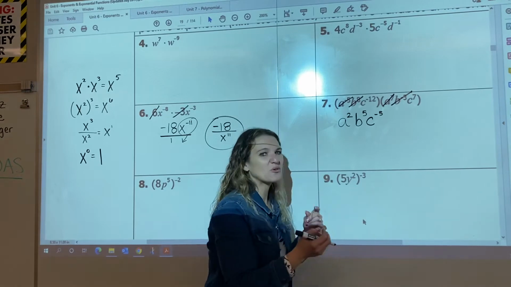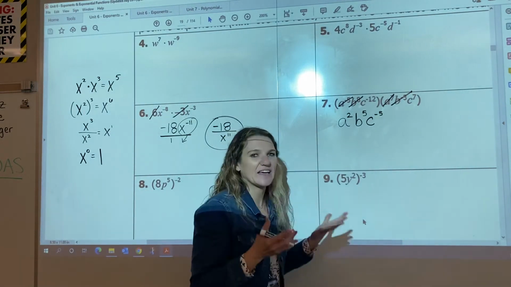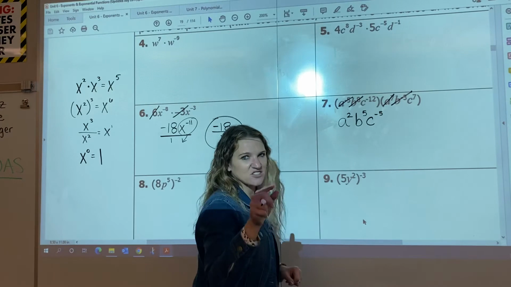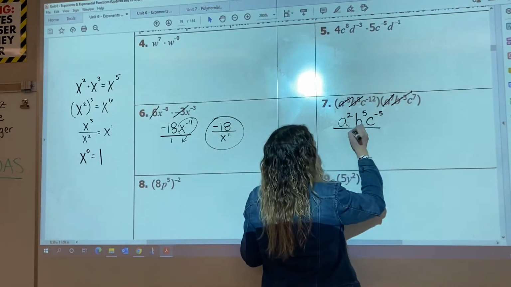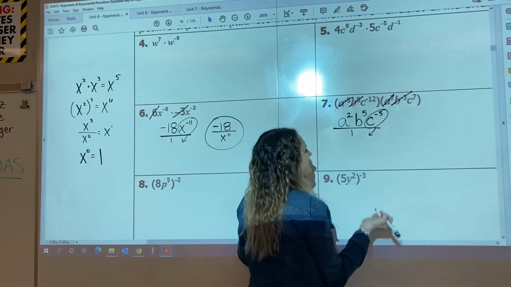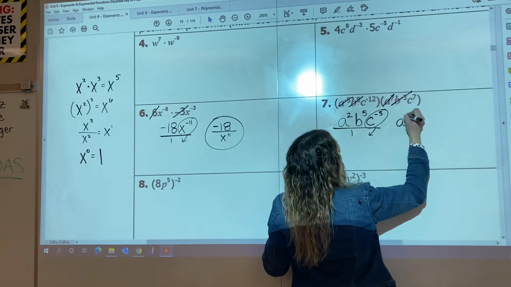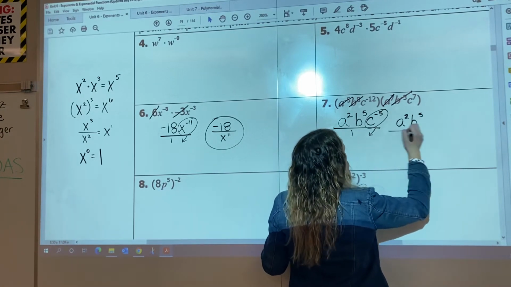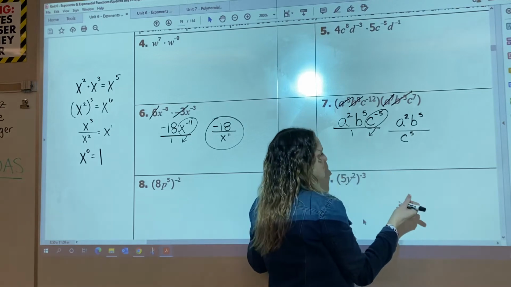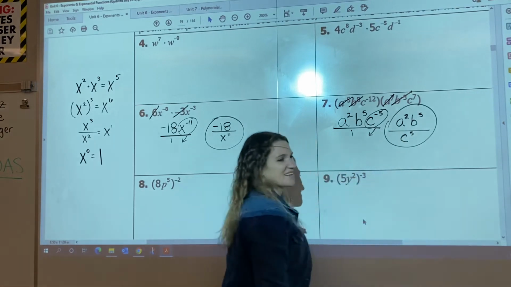Uh-oh, so close to being done, but I can't have a negative exponent. That's okay, just move it. Put it over 1, send just that guy to the denominator, leaving my a squared, b to the 5th on top, that c to the 5th power is on the bottom, and we're done.